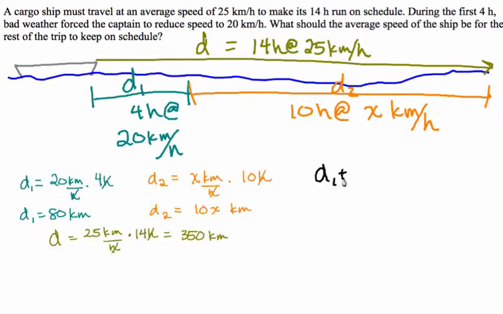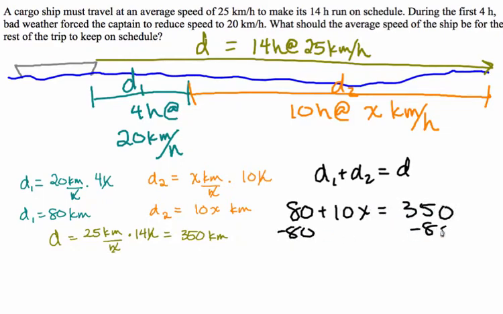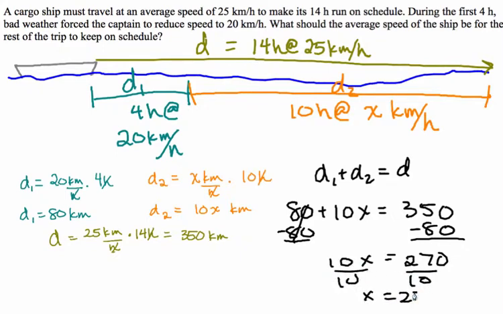So again, we know that d1 plus d2 has to equal the total distance. So we know that 80 kilometers plus 10x kilometers has to add up to 350 kilometers. So we'll subtract 80 from both sides. On the right, we'll get 270. So 270 equals 10x. Divide by 10 on both sides, we get that x equals 27. And we know that its units have to be kilometers per hour. So they have to travel 27 kilometers per hour to make up that distance.